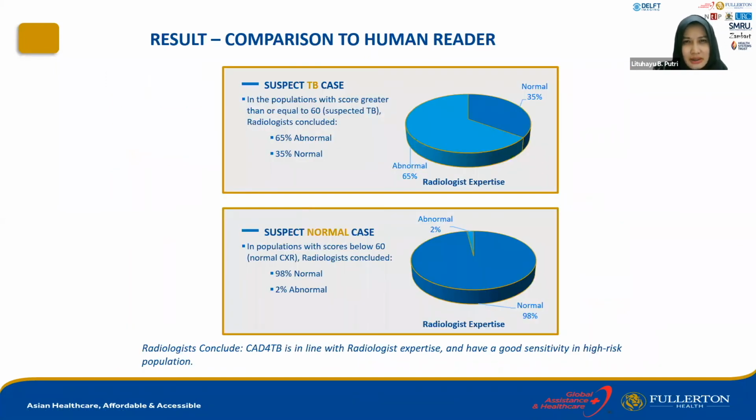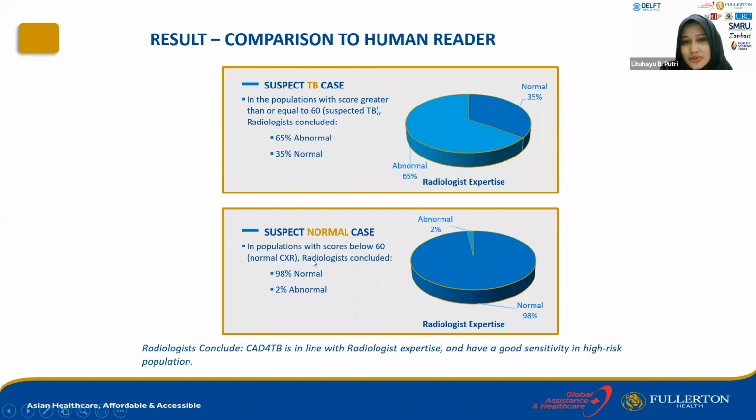And so this is a result comparison to the human readers. This is based on our experience. In the suspect TB cases, this is the population with a CAD4TB score greater or equal to 60. In this group, the radiologist concluded the same as CAD4TB in 65% of cases, saying this is abnormal, while 35% of them said this is normal, while the CAD4TB said this is suspect for TB.